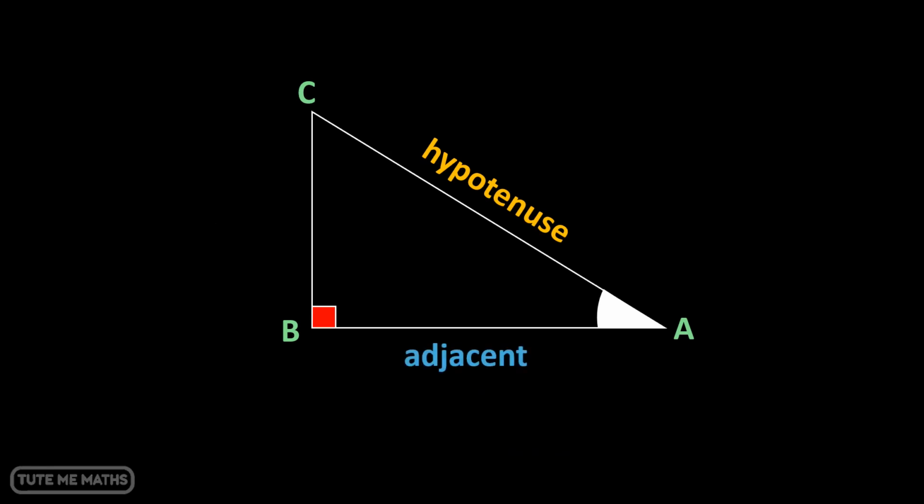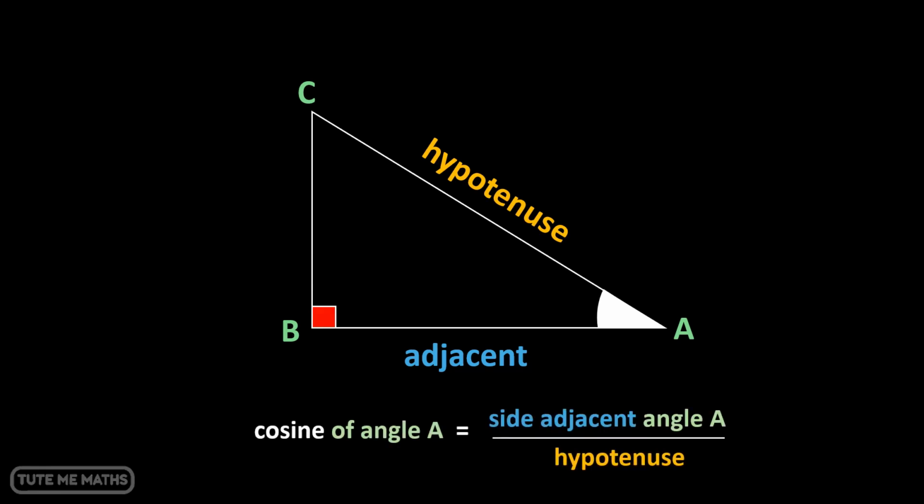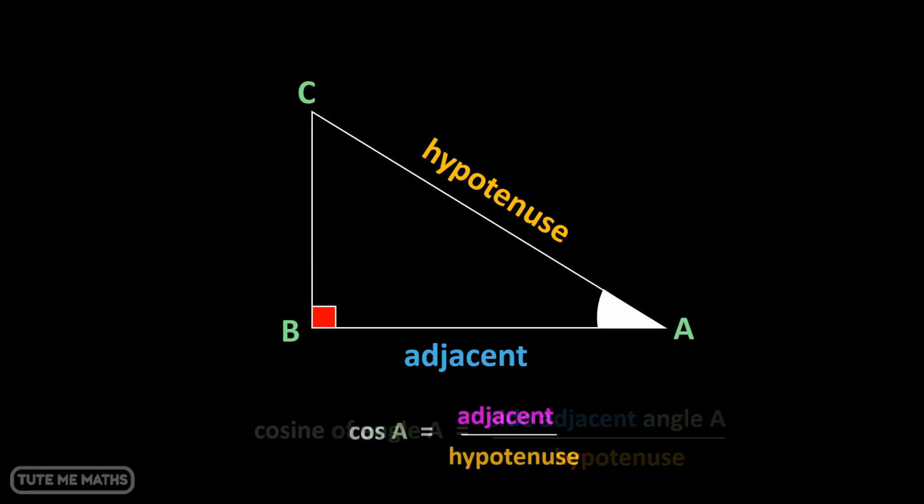Since there are 3 sides in a triangle, there must be more than one way to get a ratio of 2 sides. We could have used the adjacent side instead of the opposite side. We can now compare the adjacent side over the hypotenuse, and we give it its own name. It's known as the cosine ratio, or cos for short. It's called cosine because it is connected to sine.